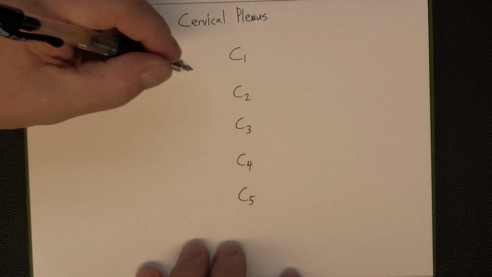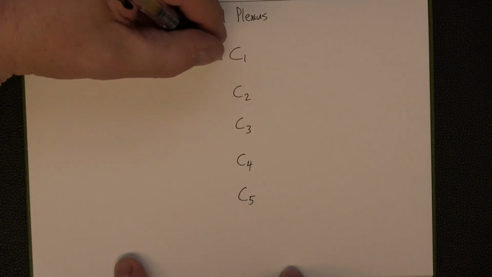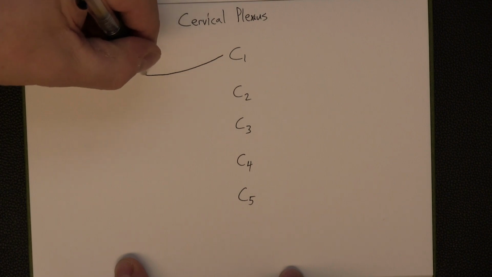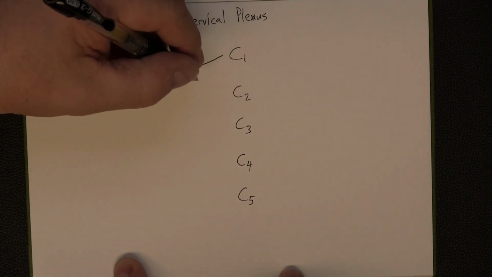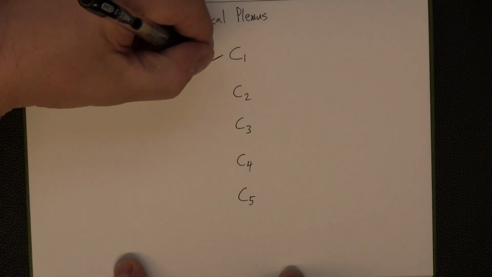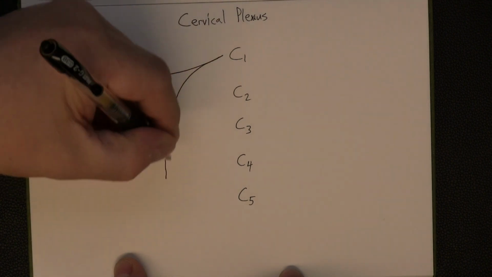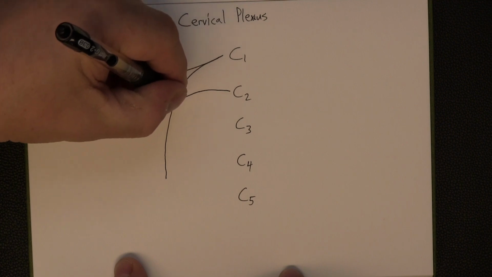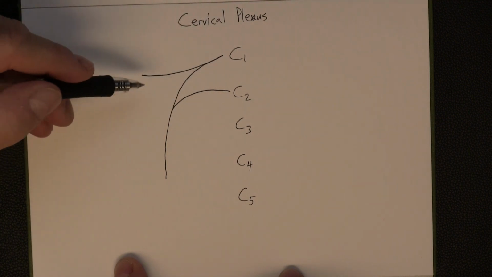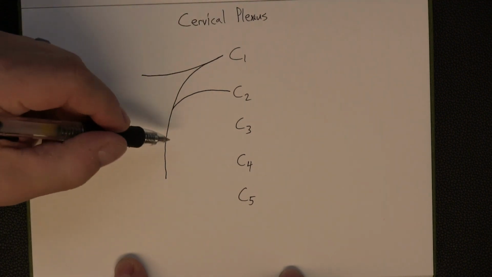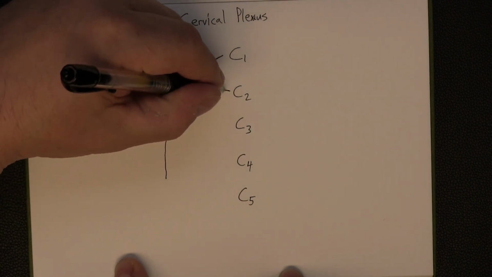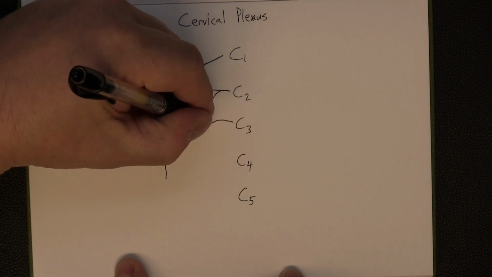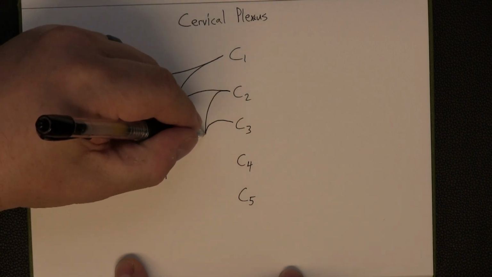And their anterior rami are going to do a variety of things. C1 is going to travel to the suprahyoid and infrahyoid muscles, but to do so, it's actually going to make a loop down here along with C2. And that's how these are going to reach the infrahyoid muscles. So we have a couple suprahyoid muscles here, infrahyoid muscles here, and we also have contributions from C2 and C3 going to those infrahyoid muscles.